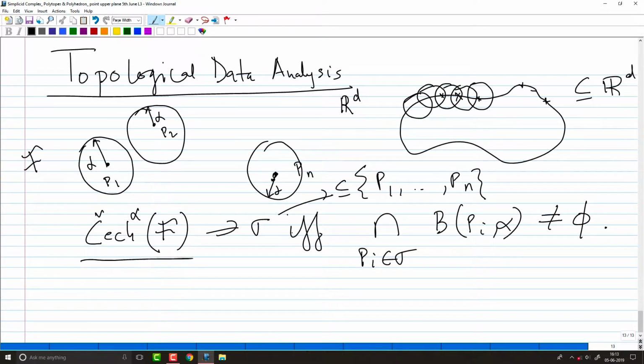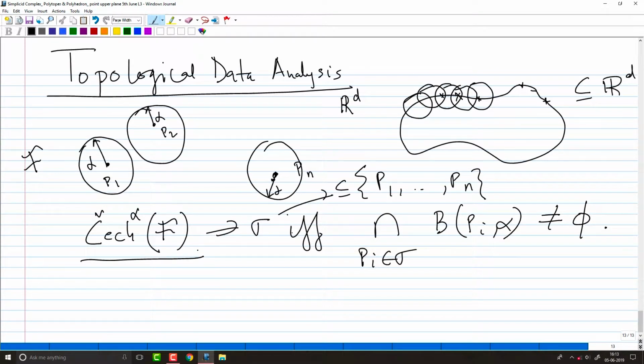By the way, is it a simplicial complex? First question. I kept saying it's a simplicial complex, but it needs a proof, right? Why is it a simplicial complex? If t balls have a non-empty intersection, any subset of those t balls will also have a non-empty intersection. So the downward closed property is there. So you do not have to worry, it is a simplicial complex. Good.